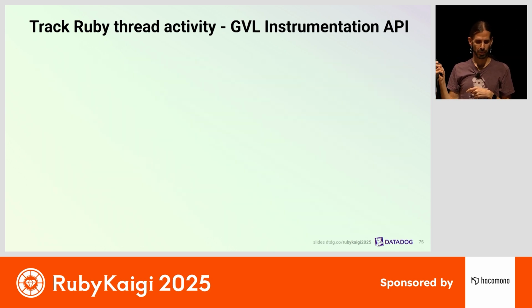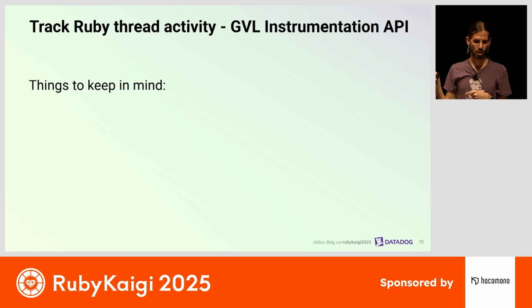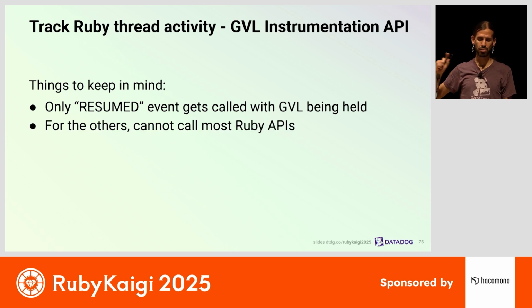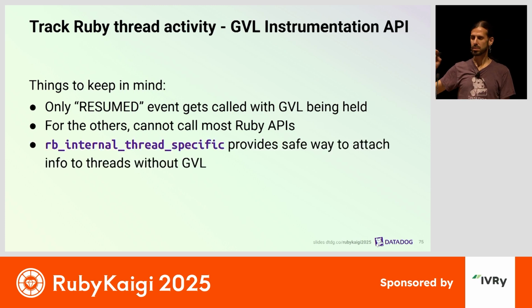Okay, so things to keep in mind when you use this API. Only the resumed event gets called with the GVL being held. For all of the others, you cannot call into the Ruby API, so postponed job is your friend. And this internal thread-specific API is very useful to do this kind of thing where you want to record information inside the thread itself. And yes, I'm glad this API got added because before it was very hard to do this.